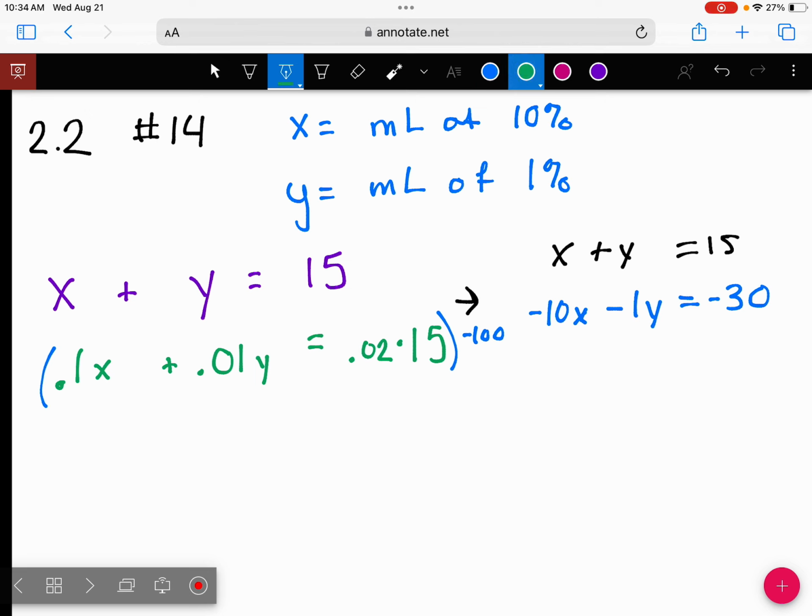The reason we picked that negative 100 was to get our y's to eliminate out. When we add these together, we're going to wind up with negative 9x, 0 y's, 1 y plus negative 1 y, equals negative 15. So it's gross, but surprisingly less gross.